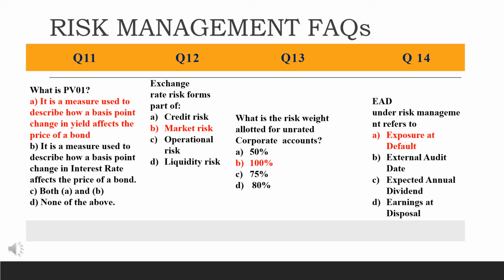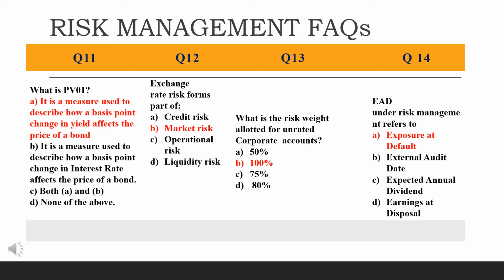Moving on to the next question. What is the risk weight allotted for unrated corporate accounts? Listen carefully. What is the risk weight allotted for unrated corporate accounts? There are 4 options: 50, 100, 75 and 80, in terms of percentage. So the answer here is 100. Why? Because the risk weight for unrated corporate accounts as defined under the Basel guidelines is 100%.